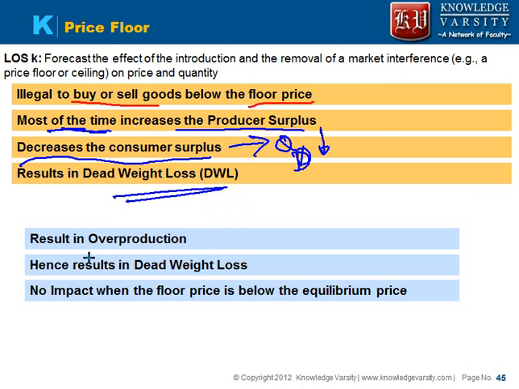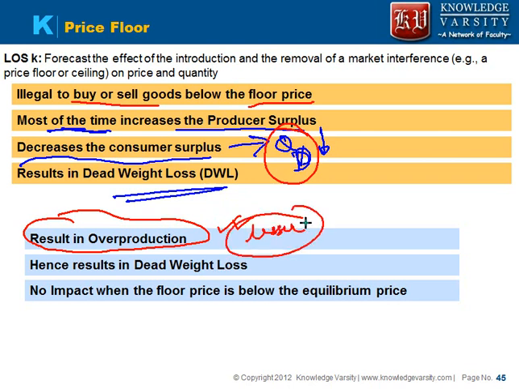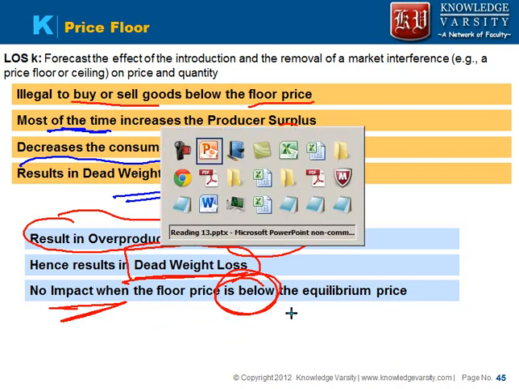What is the impact of this? It would result in overproduction. Why? Because the suppliers think they will increase the production since they are able to sell at a higher price. But the quantity demanded would be lower, so there will be lesser demand and lesser consumption. You produce more but consumption will be lower. Either way it can be seen, and both result in deadweight loss. However, please note that if this price floor is below the equilibrium price, then there will be no impact. So if the price is below the equilibrium price, then you are not going to suffer.